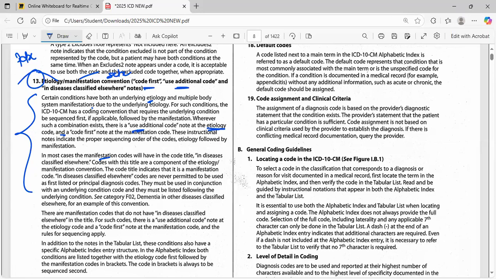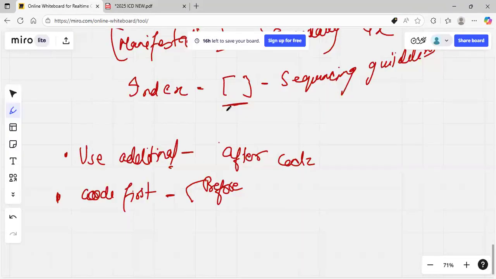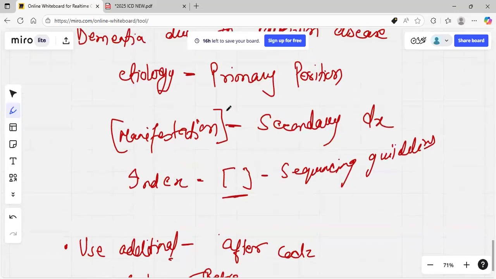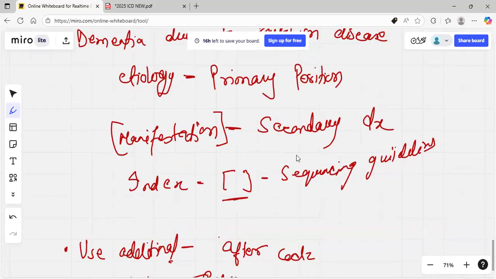Okay. In the brackets, we have the manifestations. If brackets are listed in the alphabetic index, that will represent that this is the manifestation. And based on the ICD guidelines, we have to keep manifestation at the secondary position only. So the brackets help us to make sure that we will code those conditions at the secondary positions only.